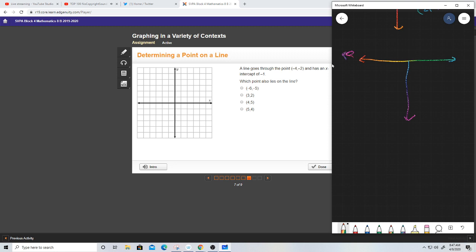-4, -2, we already did it, but let's do it again. -1, -2, -3, -4, -1, -2. Dot. x-intercept of -1. Remember, this is x, this is 0, this is -1. The second dot is here.